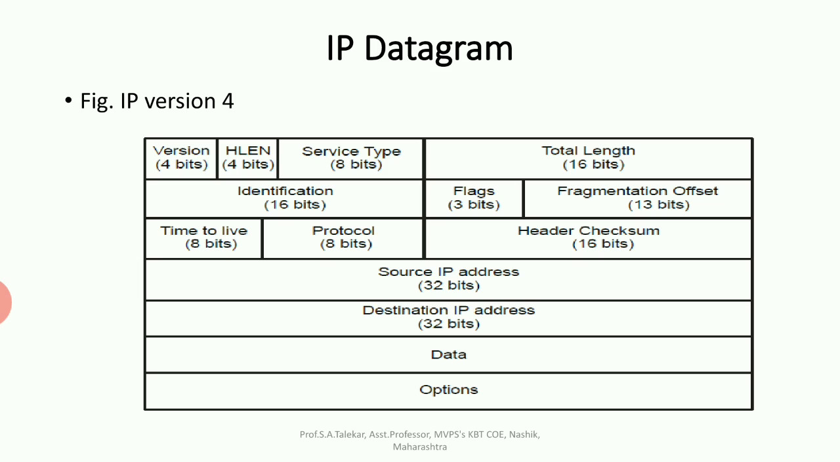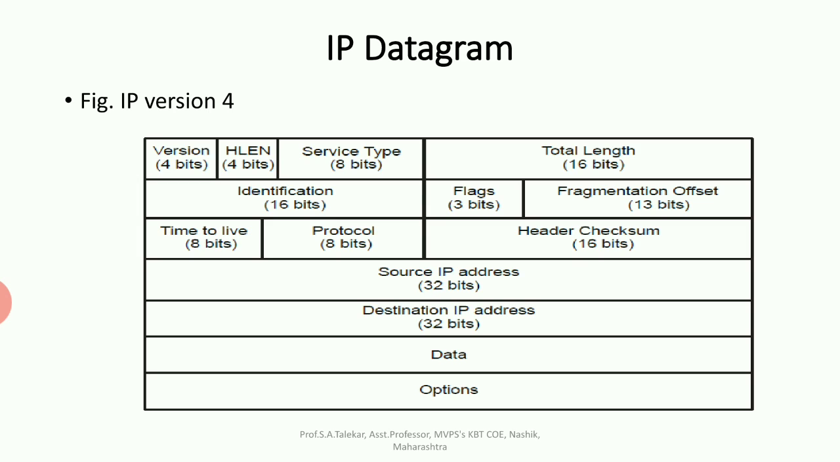Protocol identifies the protocol carried as the payload data. For example, ICMP is 1, TCP is 6, UDP is 17. Source and destination address fields contain the source and destination IP addresses, each of 32 bits. Some other fields are also present in the IP version 4 packet.